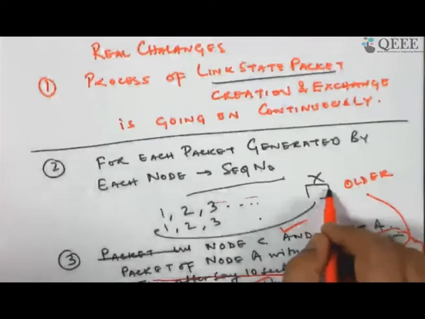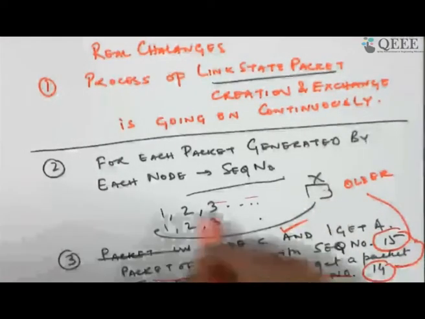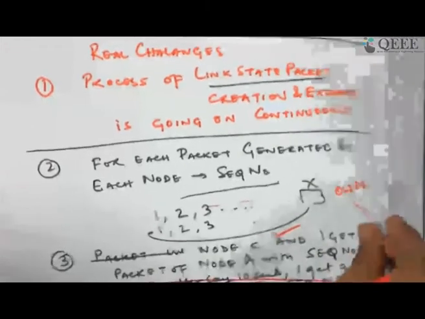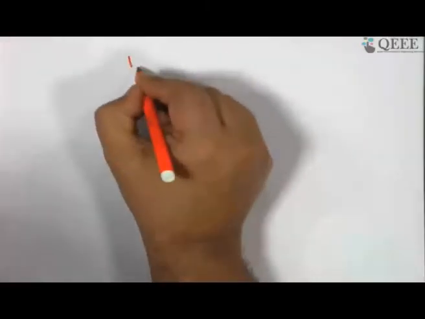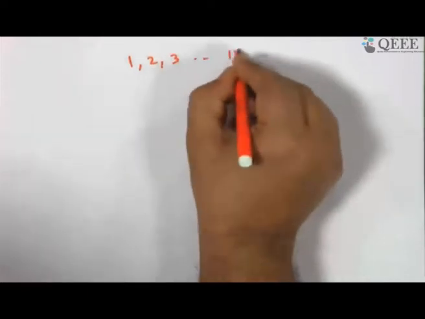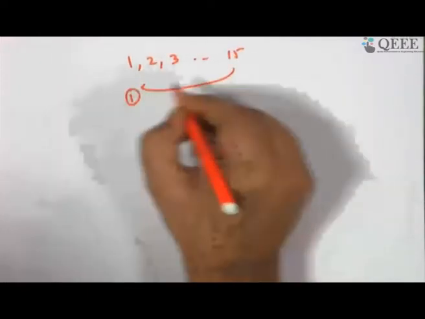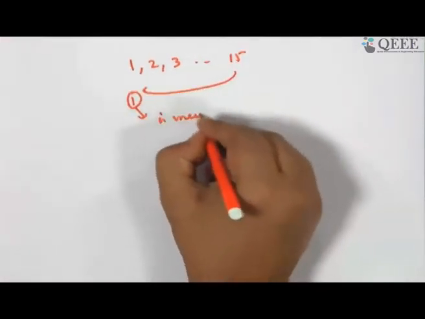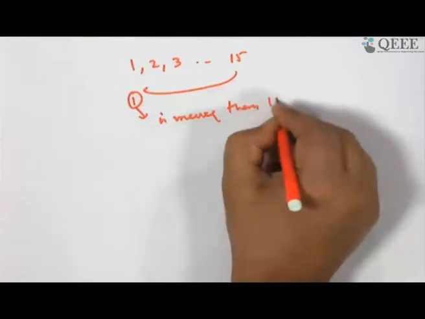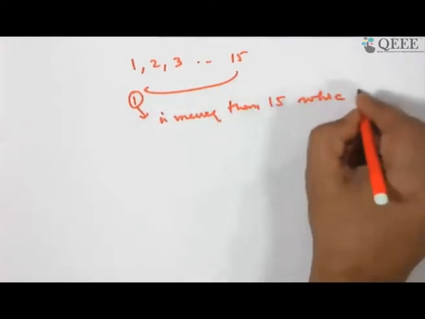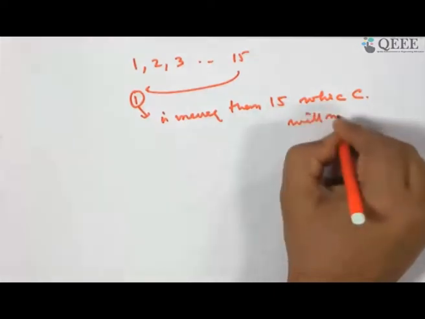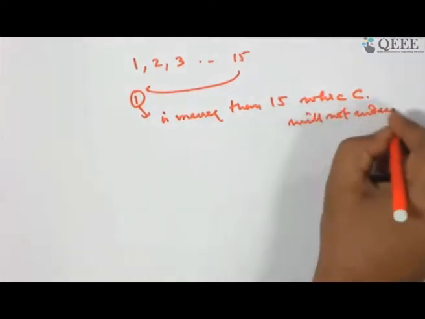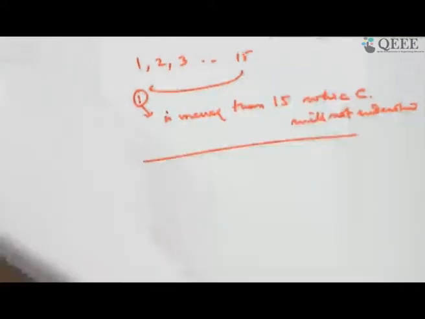But what is the problem? The sequence number can slowly get exhausted, and then you have to wrap around. Say your system goes up to sequence number 15, so 1, 2, 3 up to 15, and then the next sequence number will be 1, but in essence 1 is newer than 15, which C will not understand. So, this is a problem. How to solve this problem?